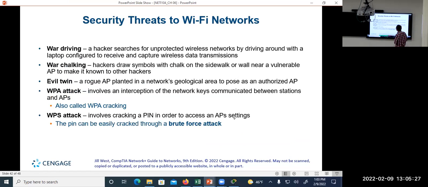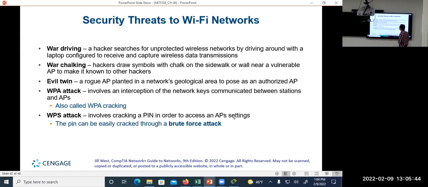You have war driving. The hacker searches for an unprotected wireless network by driving around. He has a special tool, and he can drive around and detect what networks are available, and see if the password is weak or not, or if there is no password here.